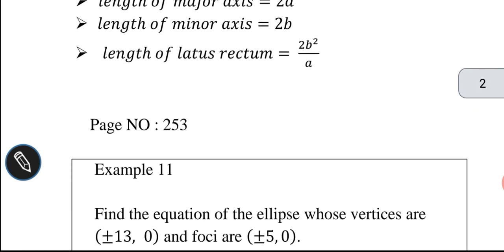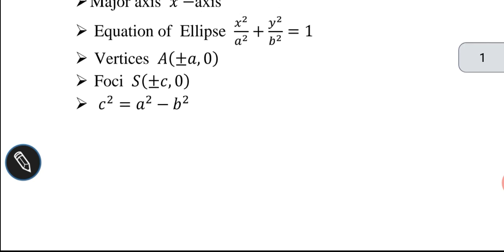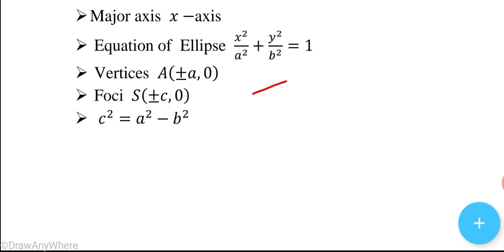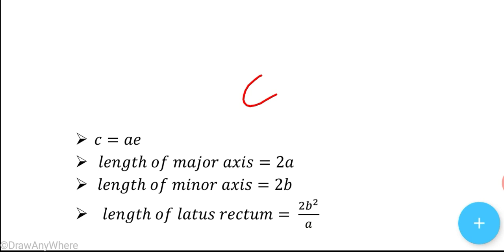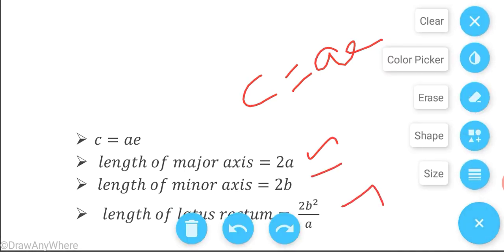So the concepts are: for major axis on the x-axis, the equation of the ellipse is x squared by a squared plus y squared by b squared equal to 1. Vertices are plus or minus a comma 0. Foci are plus or minus c comma 0. The relation between a, b, c for an ellipse is c squared is equal to a squared minus b squared, where c is equal to a into e, and e is the eccentricity. The length of the major axis is 2a, the length of the minor axis is 2b, and the length of the latus rectum is 2b squared by a.